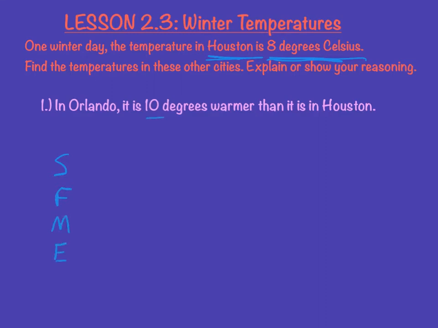In Orlando, it's 10 degrees warmer than Houston. So that means I'm starting with Houston. So let's just keep in mind I'm going from Houston to Orlando. The temps. Okay, so we aren't confused about what we're doing. So we're starting in Houston where it's 8 degrees Celsius. And I know that all I've been learning to do here is add. So if I grab my number line here, I put 8 in the center because this is where I'm starting.